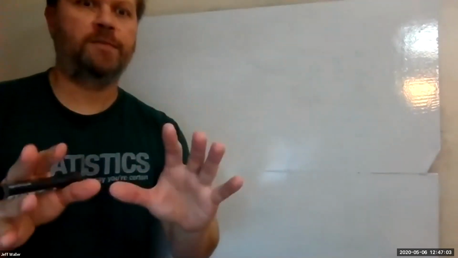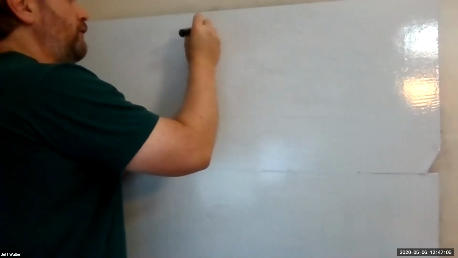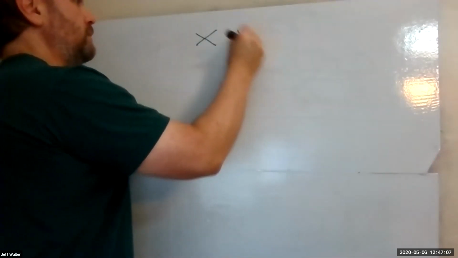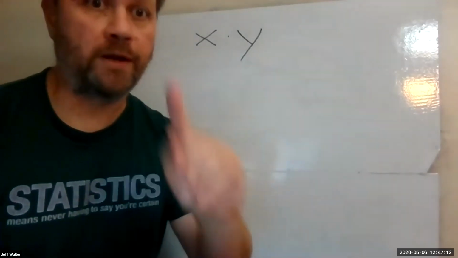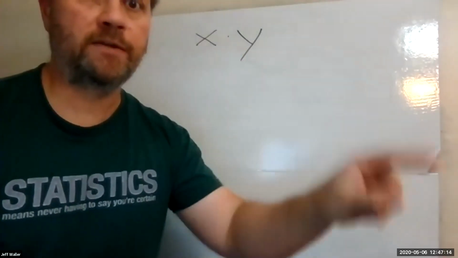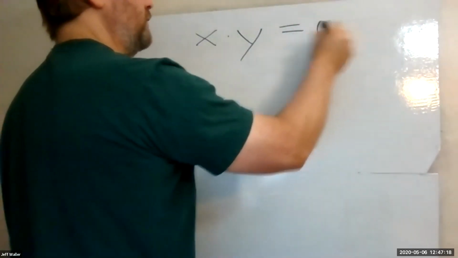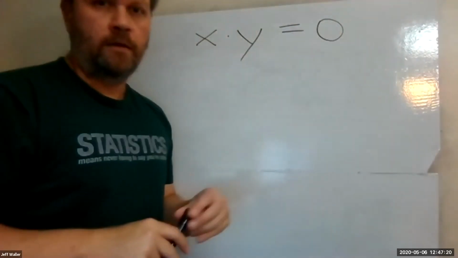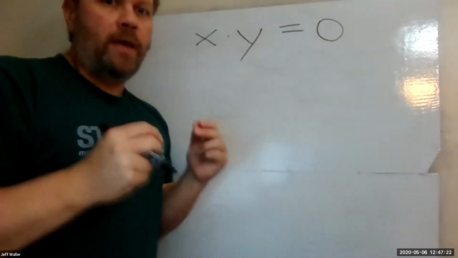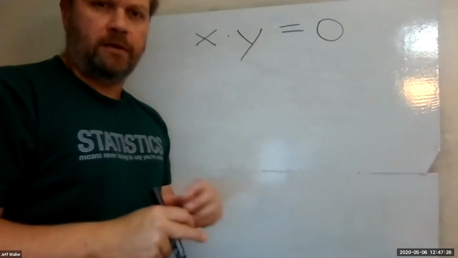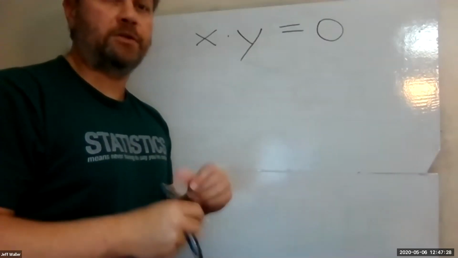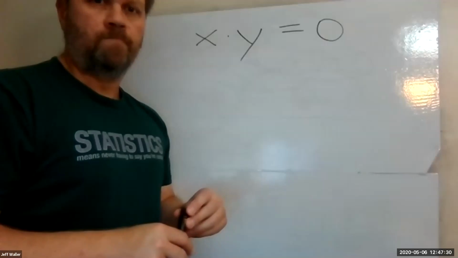Tell me this. If I have a number times another number, I don't know what either number is, but I have one number times another. And I know that that equals 0. Do I know anything about what the numbers have to be? What has to be true? One of them equals 0.